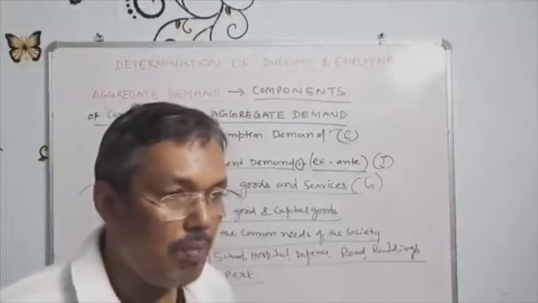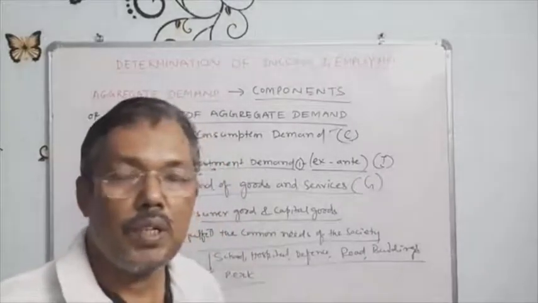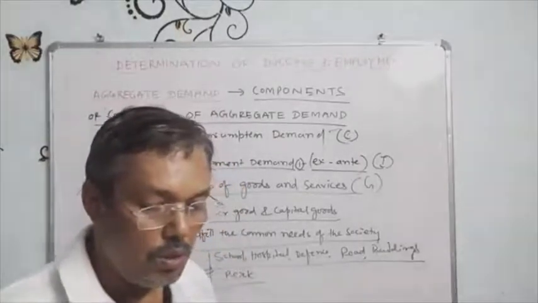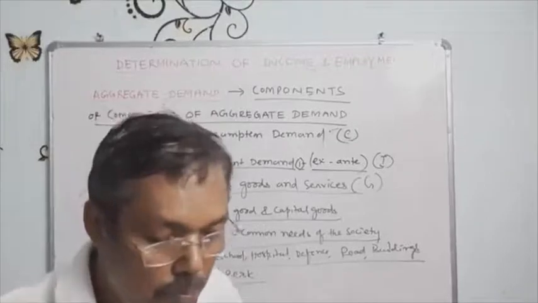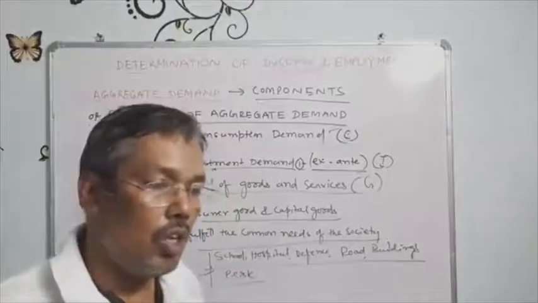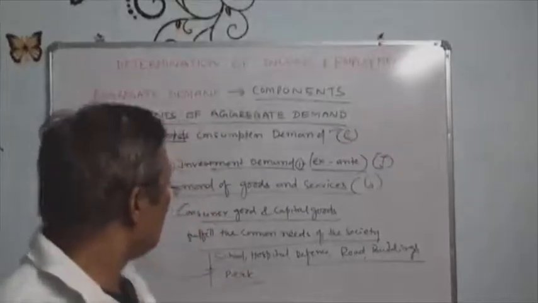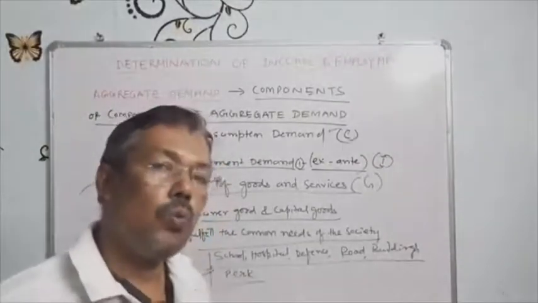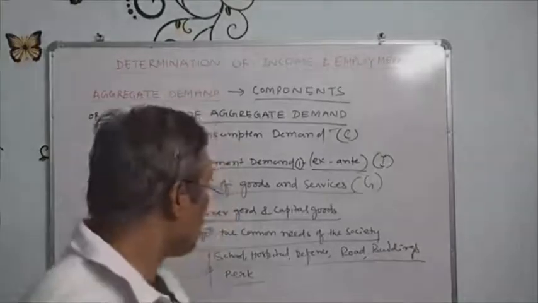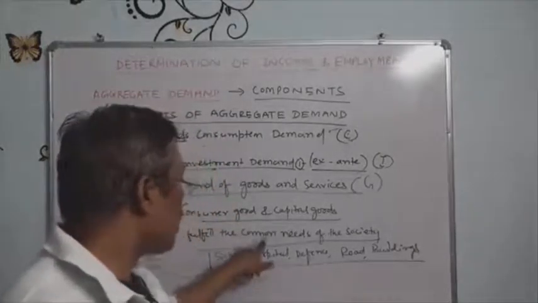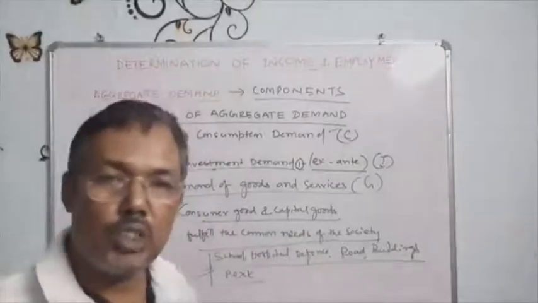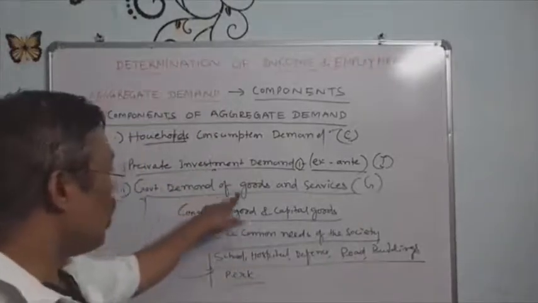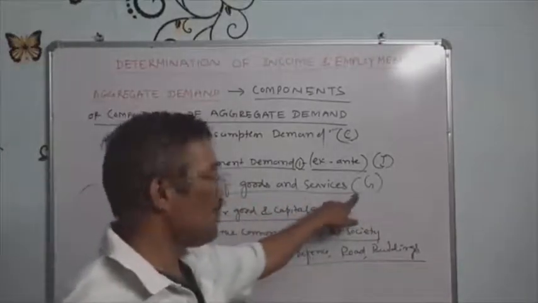So what do you mean by government demand of goods and services? Government demand of goods and services refers to planned expenditure on purchase of consumer goods and capital goods to fulfill the common needs of the society, and is known as government demand of goods and services. In short, it is called G.